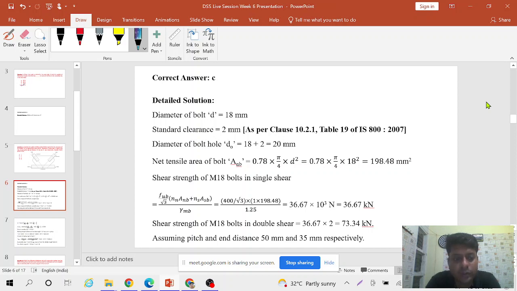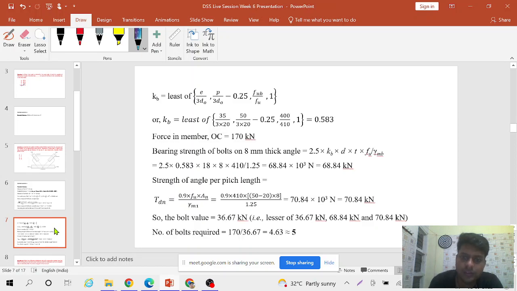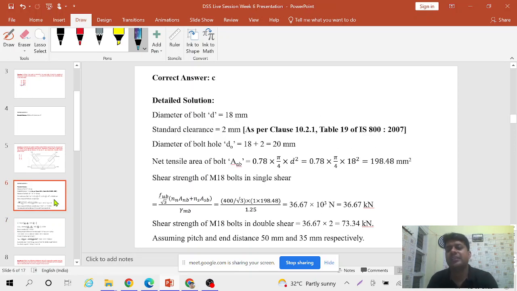For now, only calculate the value of KB. After that, first tell me the value of KB, and after the verification, then move towards calculating the bearing strength. Sir, it is 0.583. 0.583. Yes, correct. So please proceed further to calculate the bearing strength of the bolt.